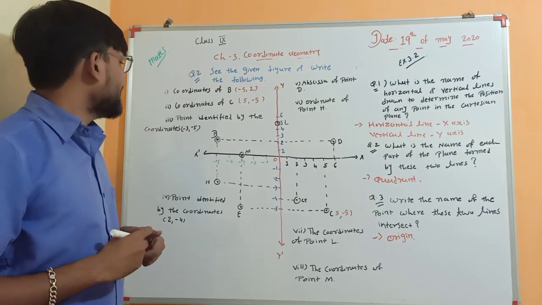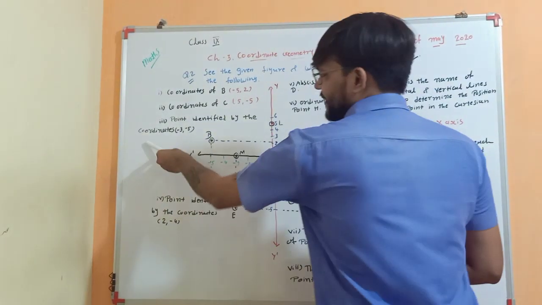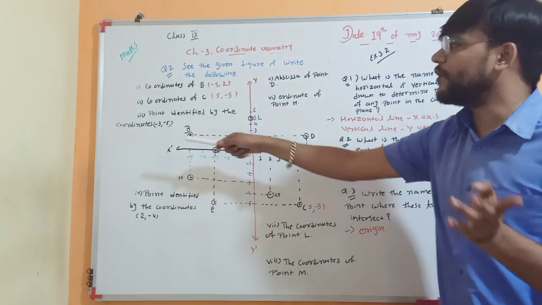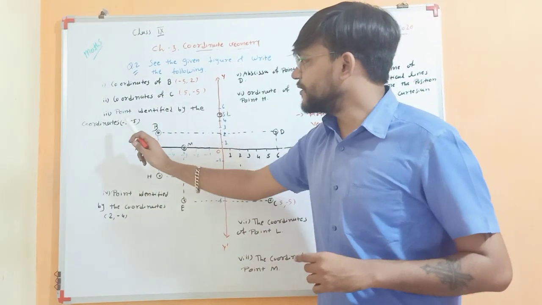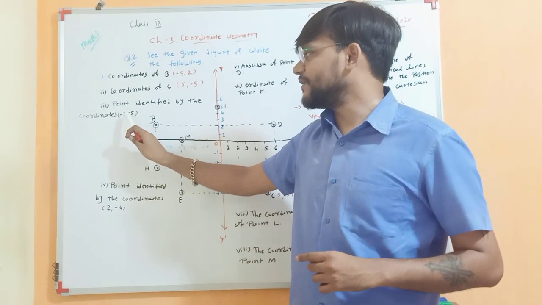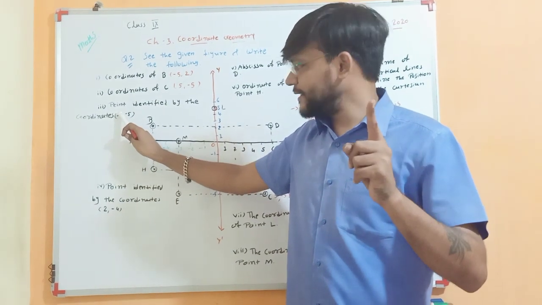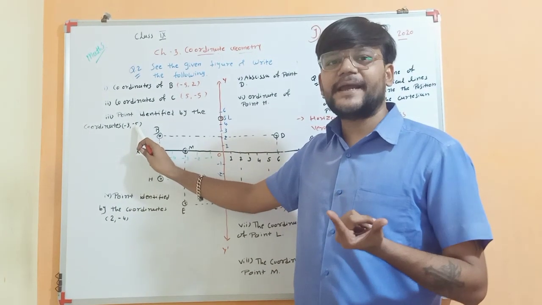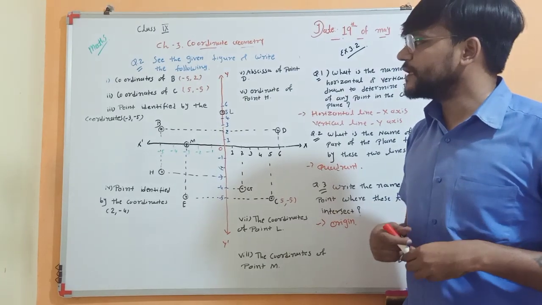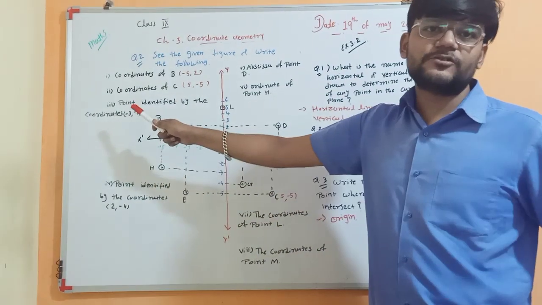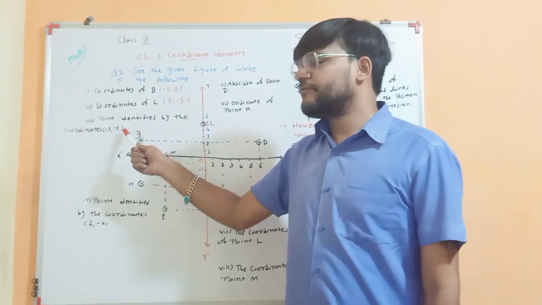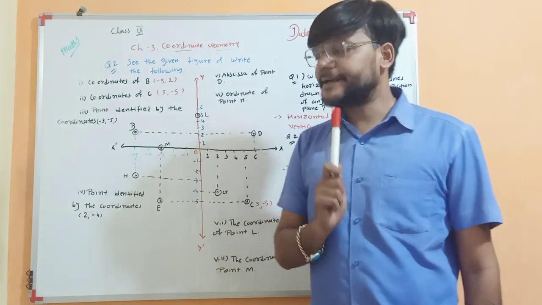Now third question. Here we have to identify the point by the coordinates. Now in this question the coordinates are given and we have to identify the point. And the coordinates are -3 and -5. Now -3 is your x coordinate and -5 is your y coordinate, right? Your first coordinate, student, is your x coordinate. Remember this. And the x coordinate is also called abscissa and y coordinate is also called ordinate, right student?